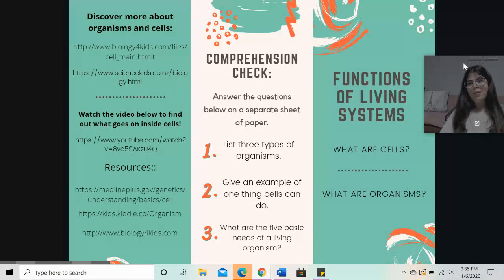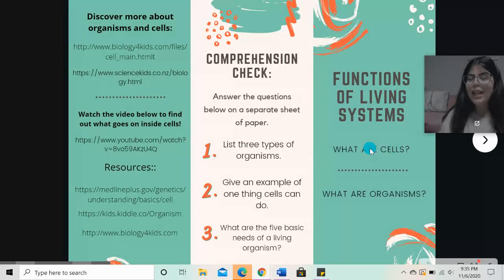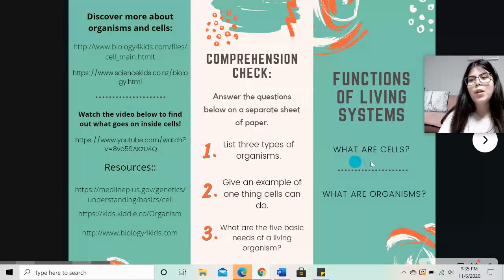I'm going to begin by putting myself in the corner over here, but the title is Functions of Living Systems. And then I focused on the two questions: what are cells, and what are organisms? This is going to be my front cover, and then I'm just going to continue on. I plan on this being the back of the brochure, and this being also kind of the back of the brochure.